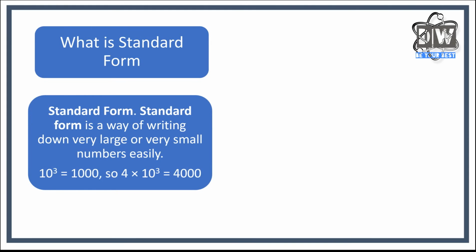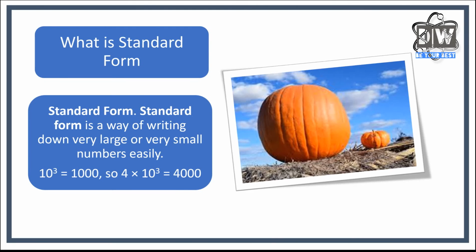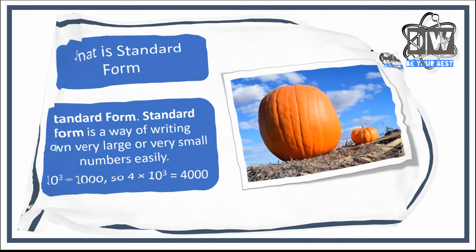What is standard form? It's a way of writing down a large or very small number easily. Just remember that 10 to the power of 3 gives you 1,000, so 4 times 10 to the power of 3 will give you 4,000. Standard form is basically this back part here. When we write it in standard form, we write this one. When we write it as an ordinary number, we write this one. So just remember, it's about taking large numbers and small numbers and converting them from one to the other.